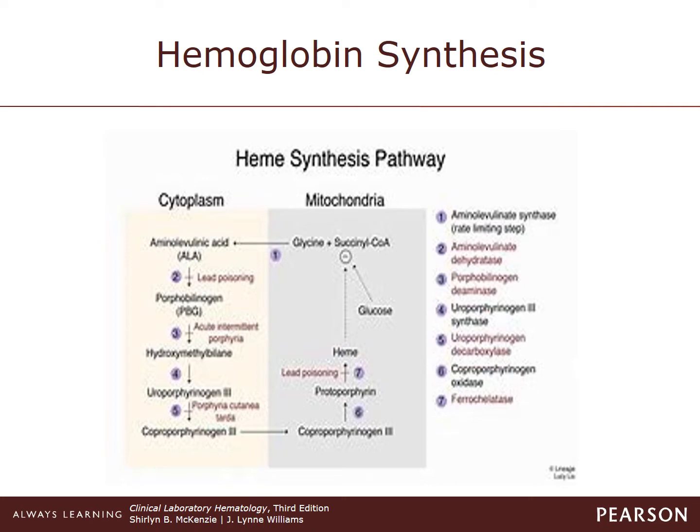Hemoglobin is synthesized in a complex series of steps. So looking at the mitochondria, the heme part is synthesized here and in the cytosol of the red cells, while the globin portions are synthesized by ribosomes in the cytoplasm of the cell.